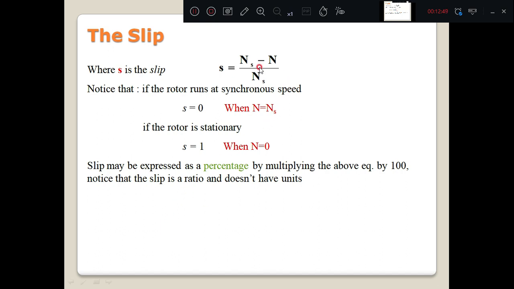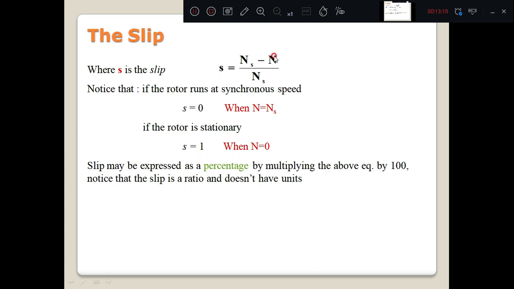Then if you are observing here, what is the slip in two different cases, when n is equal to 0 and when n is equal to ns. What do you mean by n is equal to 0? N is equal to 0 corresponds to the time of starting. At the time of starting, the speed of the induction motor is 0. So n is equal to 0, therefore slip is ns by ns, which is equal to 1.